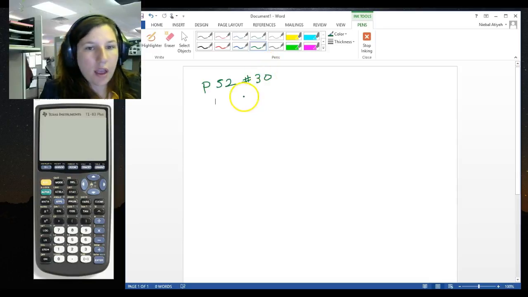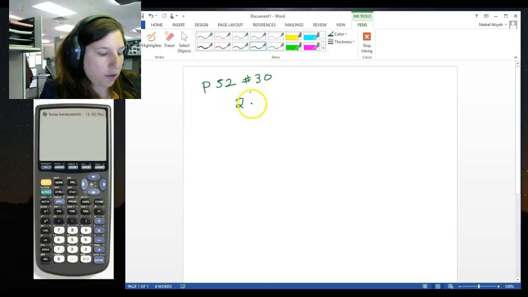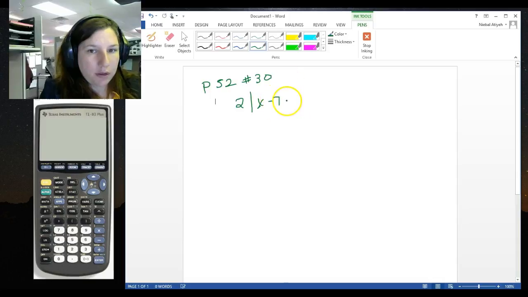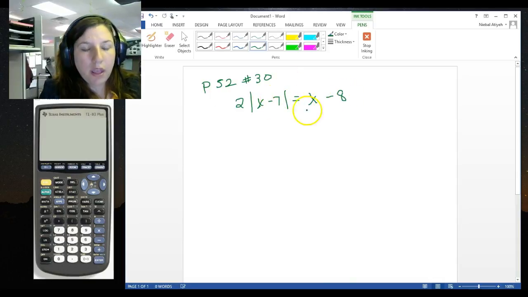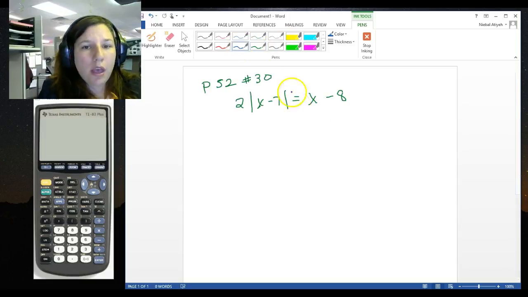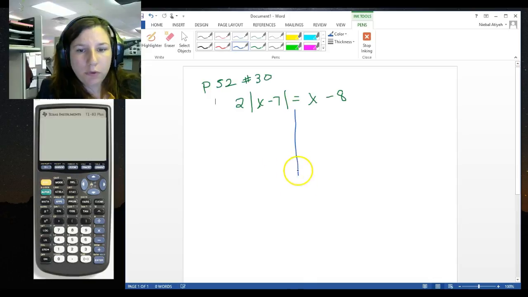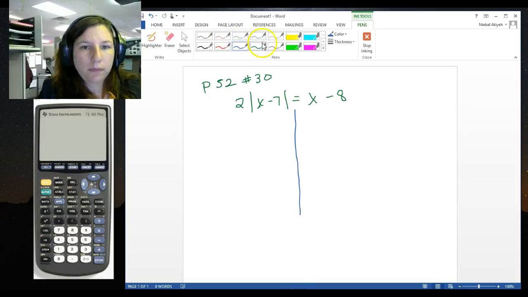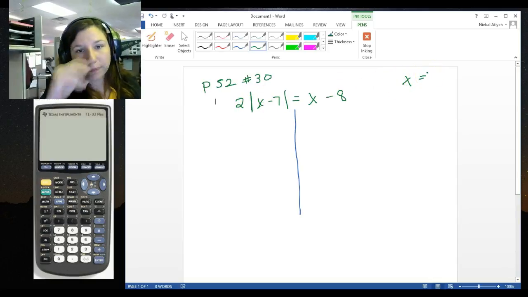Alright, so this is a great example for you guys. It's definitely going to be something you're going to see on your test and moving on with the class moving forward. So how do you solve an absolute value equation? So I'm going to distinguish between both sides of my equation. And the ultimate goal is to get the x by itself, to have it just say x equals.